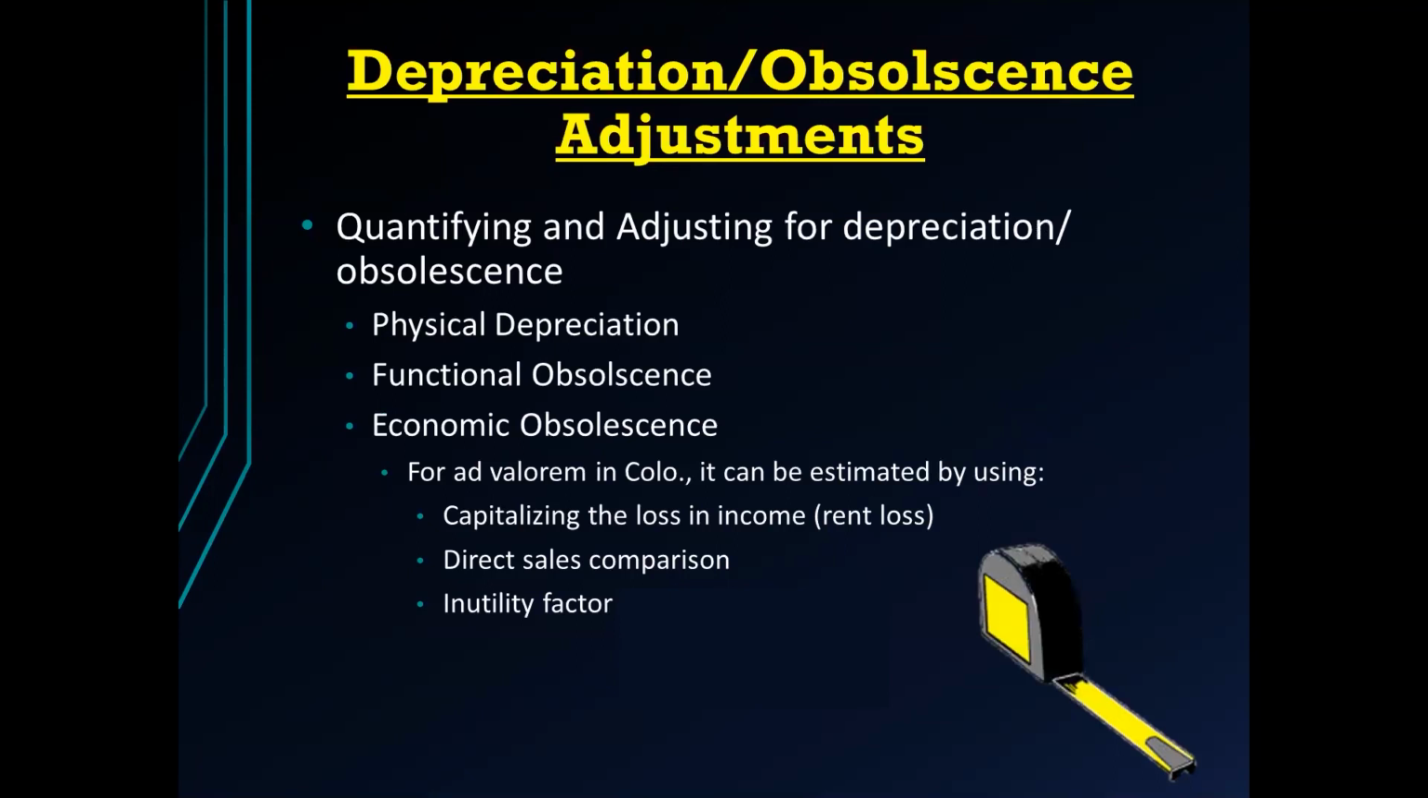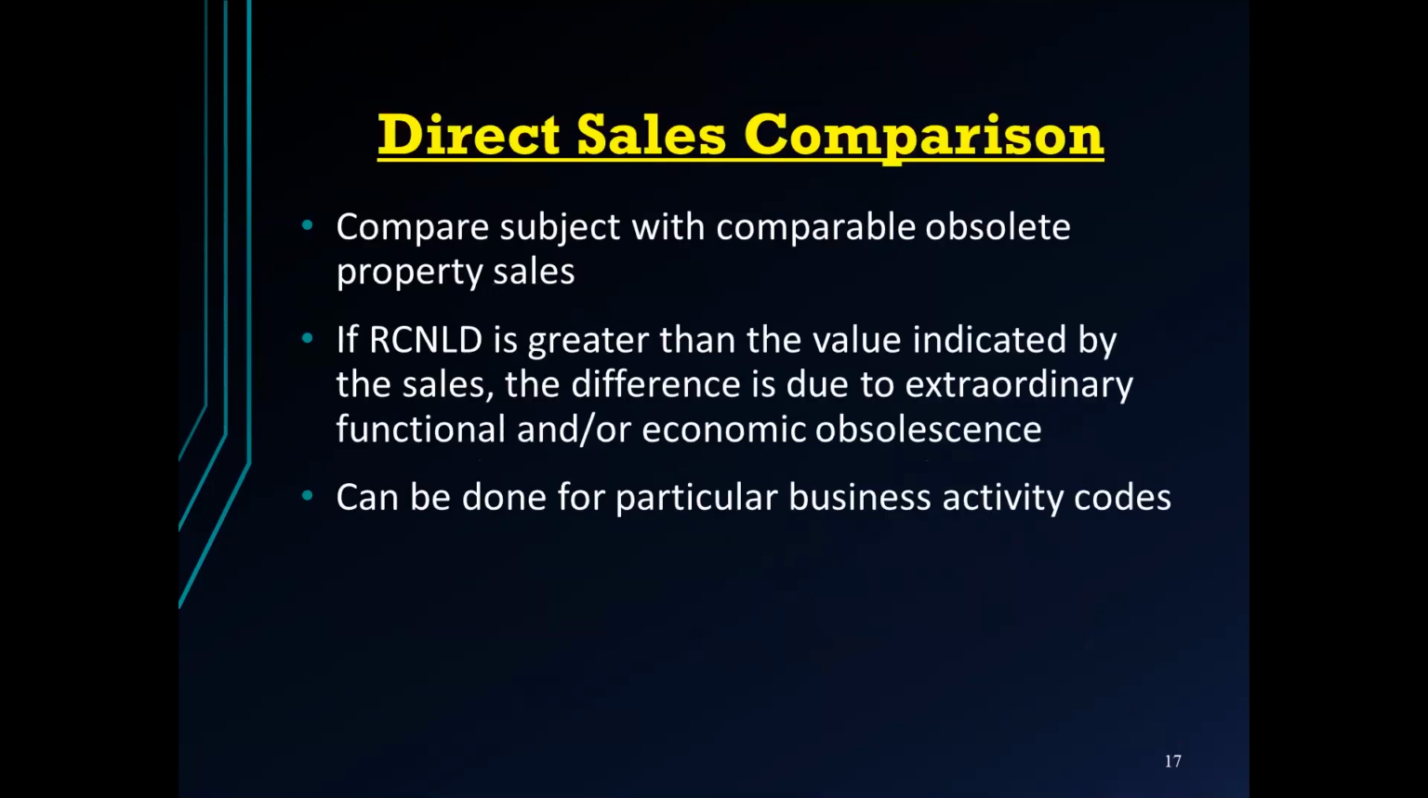If you open up the ASA text and you go to how to calculate it, they have a bunch of different ways to do it, but most of them are not appropriate for the kind of valuation that we're doing for ad valorem purposes. Well, let's talk about these three, since these three are generally applicable. The first one, and the most common that you'll see in appeals, is direct sales comparison.